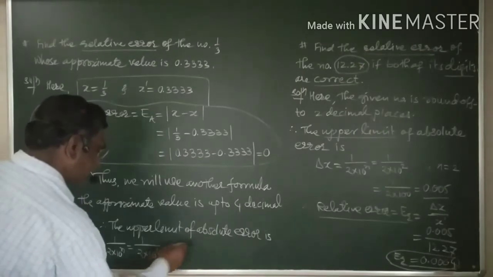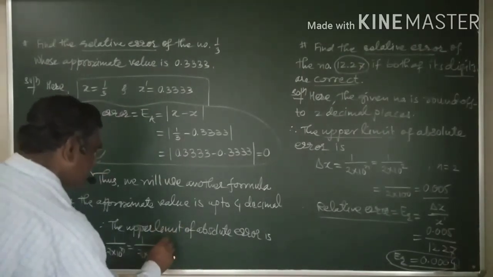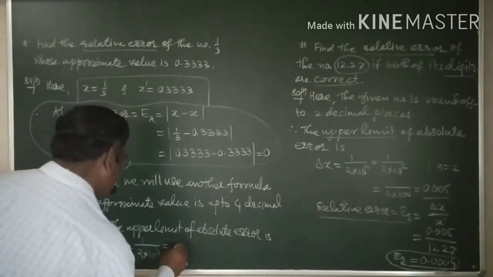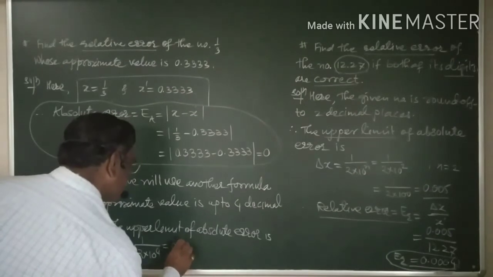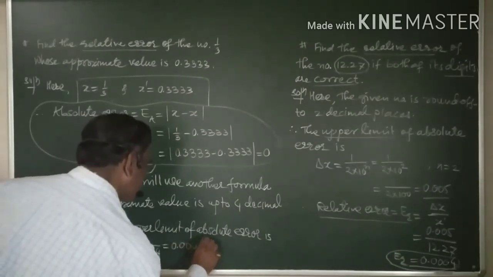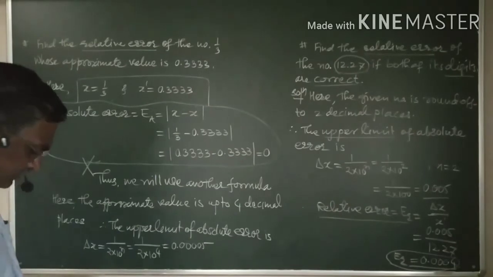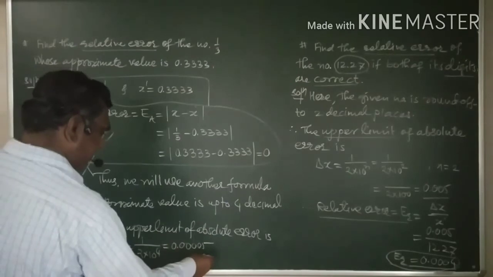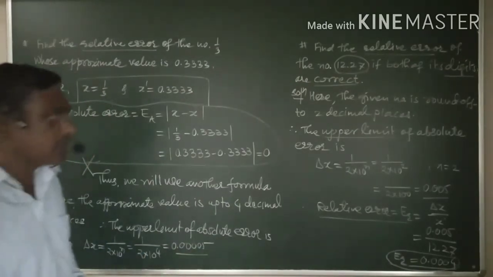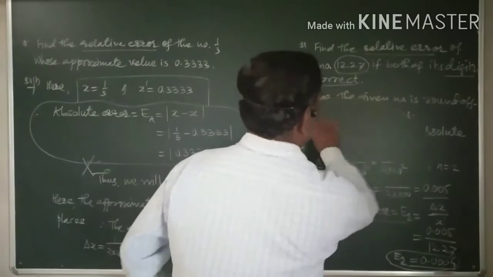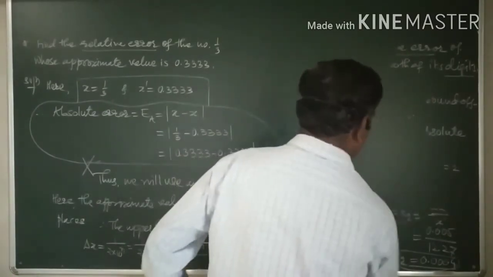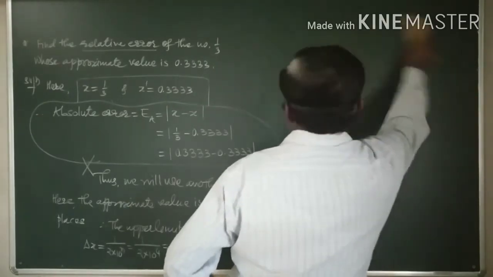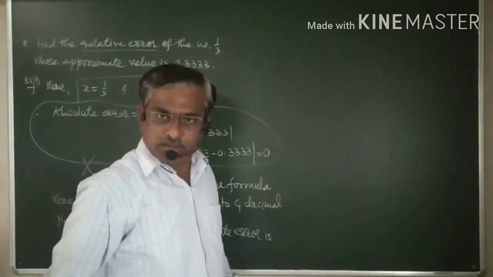Here n is equal to 4, I'll write the value of n afterwards. Therefore, how much is it? 0.00005. 4 zeros are here. Well, this is the upper limit of absolute error. And once you get the upper limit of absolute error, you can find out the relative error which we need.